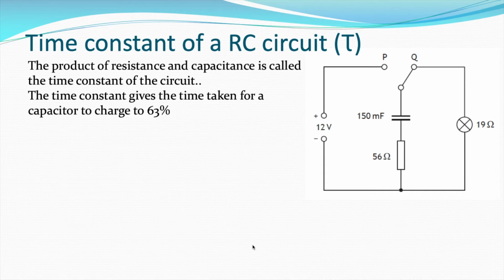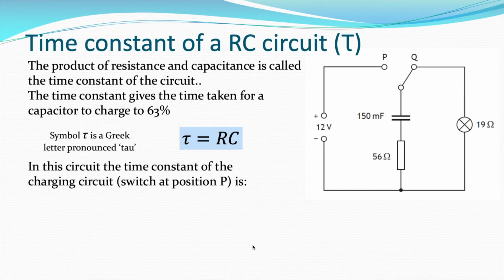And the time constant gives you the time it takes for the capacitor to charge to 63%. And I know what you're going to say. You're going to say, why 63%? We'll get to that. So there's our little relationship. The time constant of an RC circuit is the product of the resistance times the capacitance.